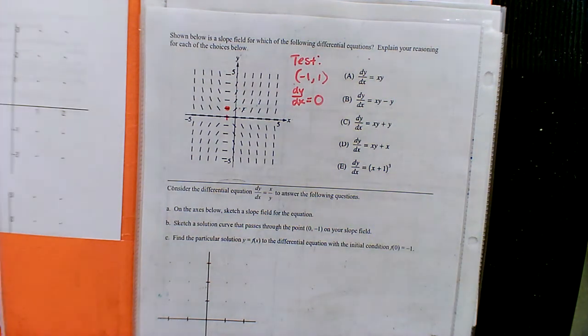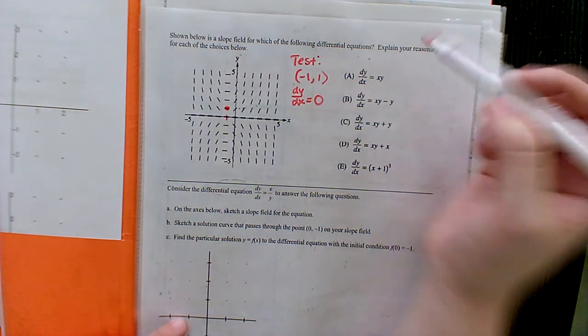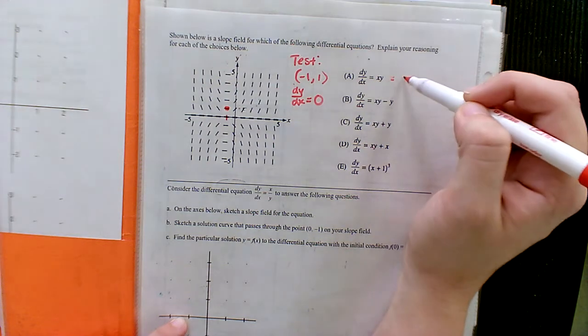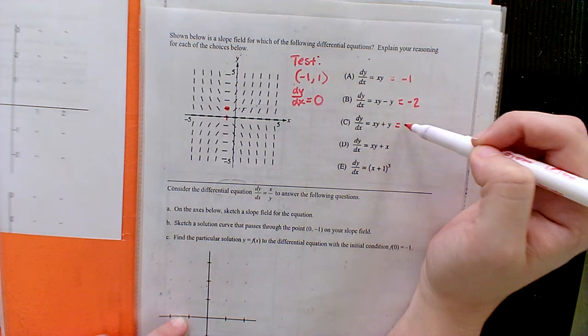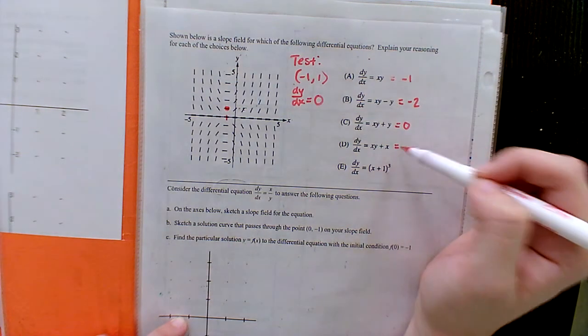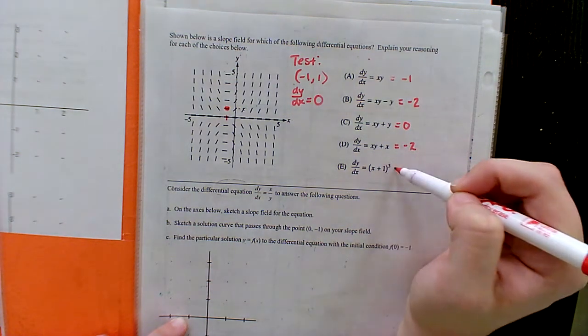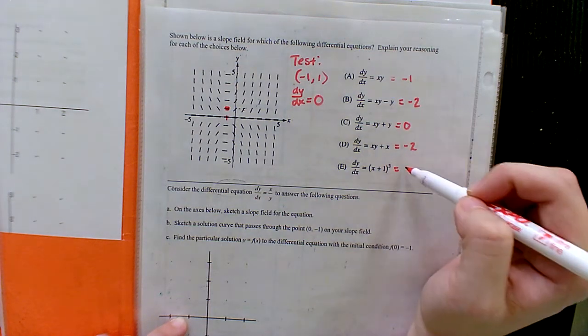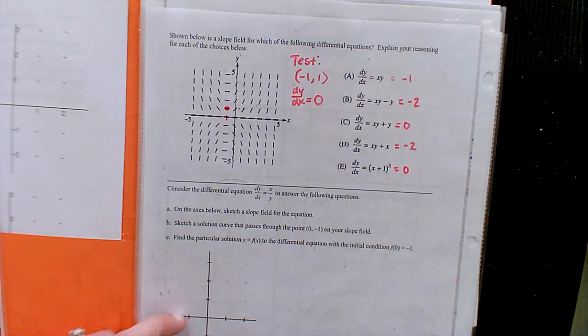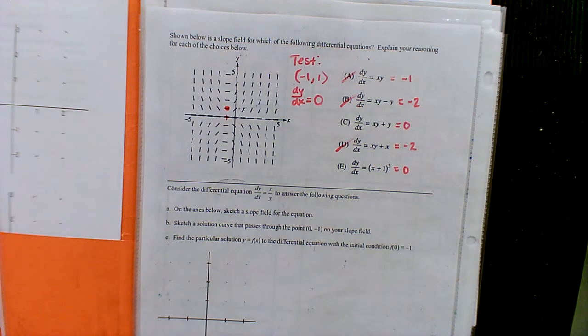Did we get 0 for any of them? C and E, right. If you plug in -1 and 1 for the first one, you get -1. You plug it in for the second one, you get -2. Plug it in for the third, you get 0. Plug it in for the fourth, you get -2. And you can only plug in -1 for x in the last one because that's the only variable you have, and you get 0 there. So at least we were able to eliminate 3 of the 5 just by testing that one point. But unfortunately, that one point is not enough for us to determine which one it is.